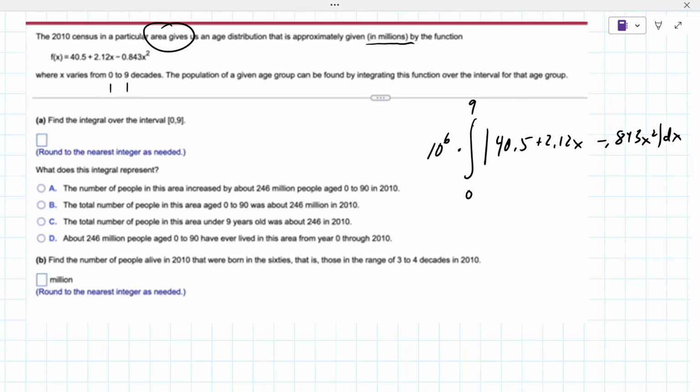So the answer here that I got is 251,491,546. Oh, okay. Although, hang on, these answers aren't in here. So maybe it's not absolute value. Maybe we're at the one exception.